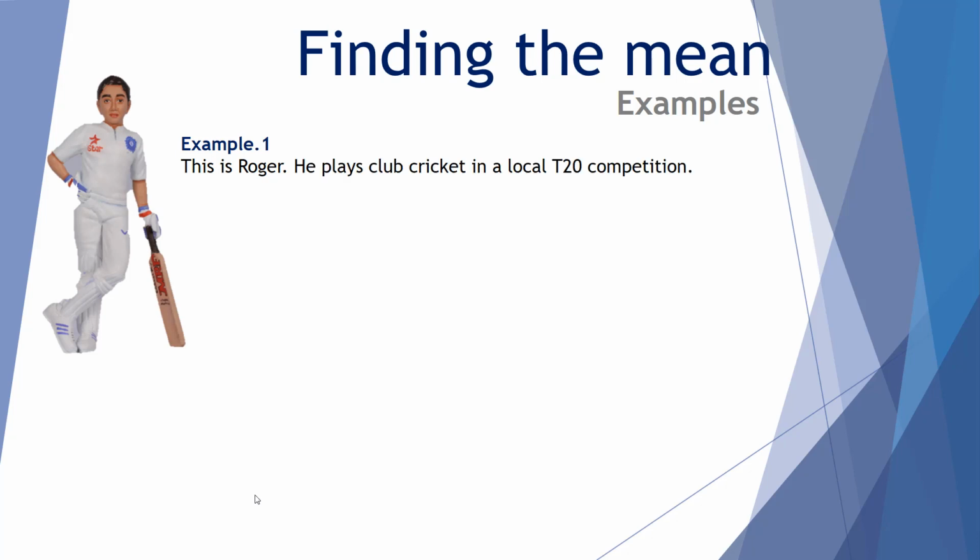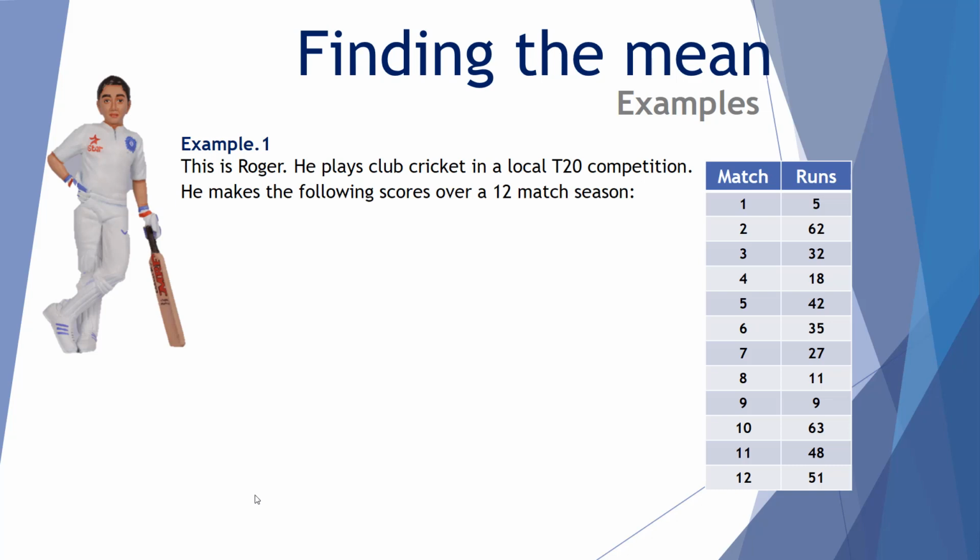This is Roger. He plays club cricket in a local T20 competition. He makes the following scores over 12 matches. So here's Roger's 12 matches from match 1 to 12 and the various scores he's made. Not a bad season for Roger. So the task is to calculate Roger's mean or average score for the season.